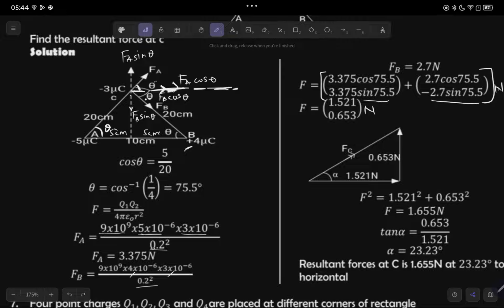Still, you now represent them on a rectangle of forces. Sometimes it is very tricky for students to draw a triangle, but if you can indicate horizontal, positive, vertical, negative, then you connect the two to get the resultant force. That's the force at C.